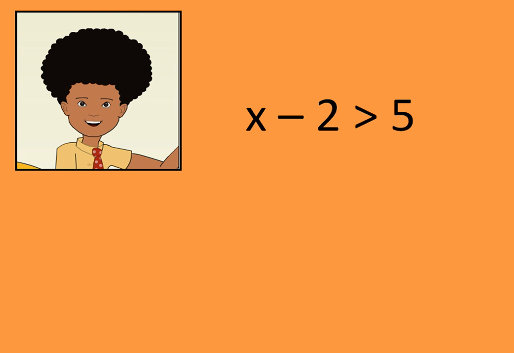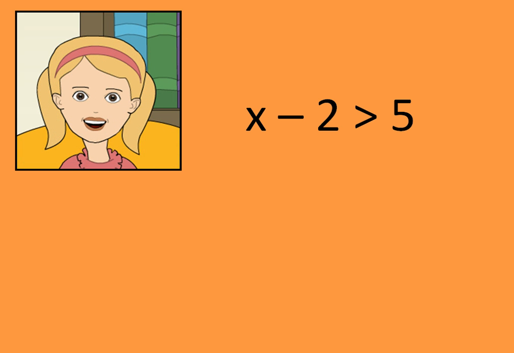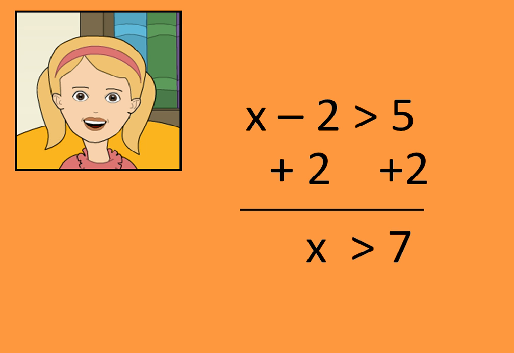Let's try another problem now, but this time you're going to explain it to me. So suppose we have the problem x minus 2 is greater than 5. Okay, so I know that first I need to isolate the variable x. I will do this by adding 2 to both sides of the inequality, like on the balance beam. This will leave me with x is greater than 7.